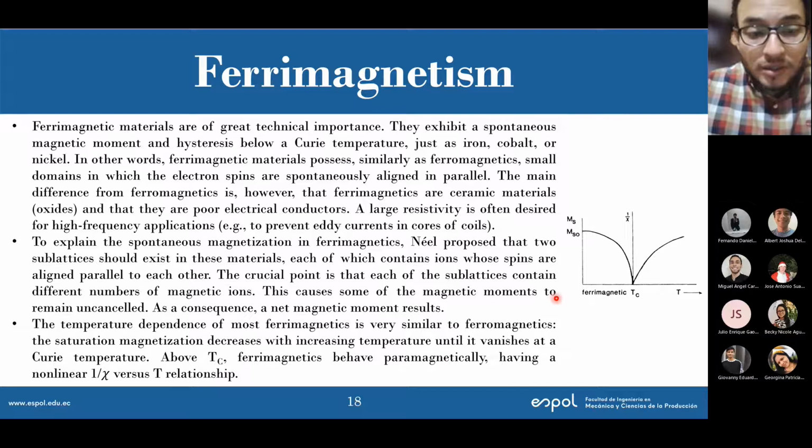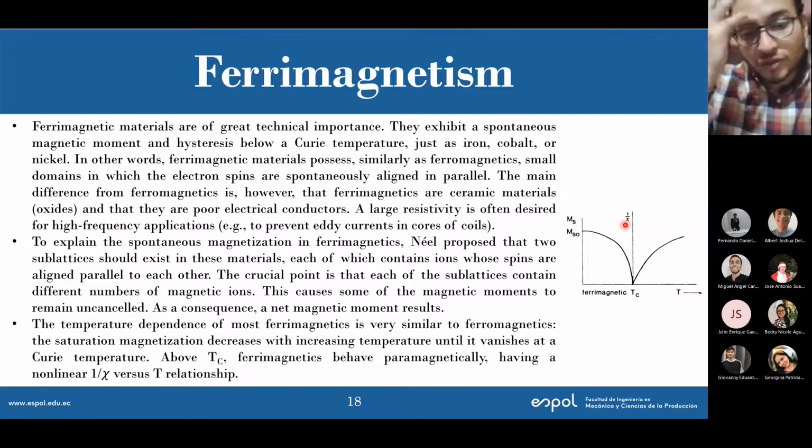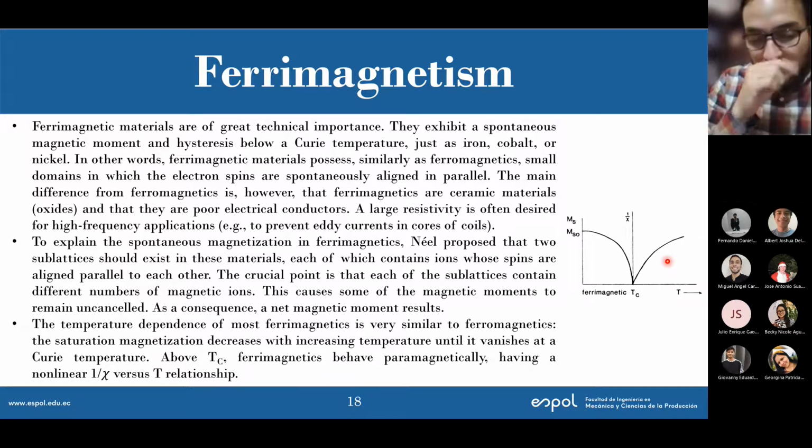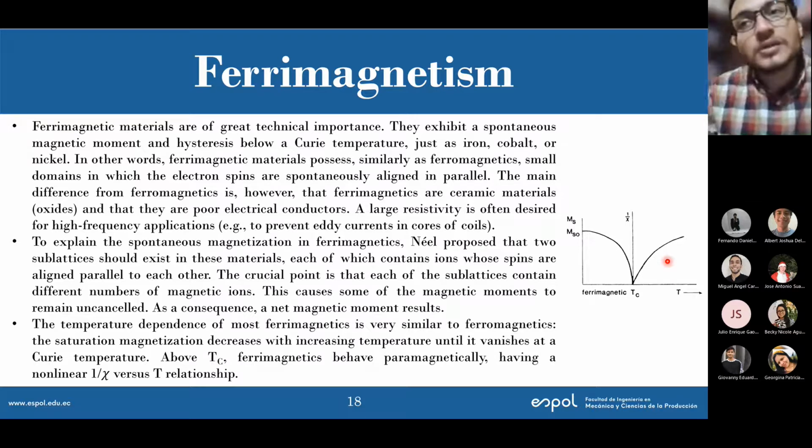And there will be a nonlinear 1 over chi relationship between temperature and the inverse of the susceptibility. So you could easily argue that ferrimagnetics are imperfect antiferromagnetics, because they have the same idea of magnetic moments aligning in opposite directions and canceling. The thing is that they do not have the same amount of magnetic moments, and therefore there is no net cancellation.